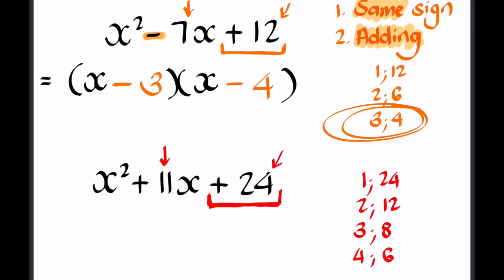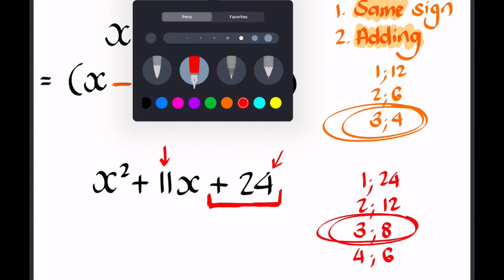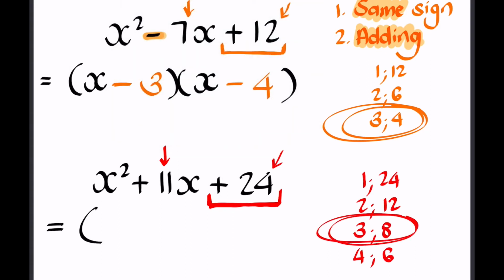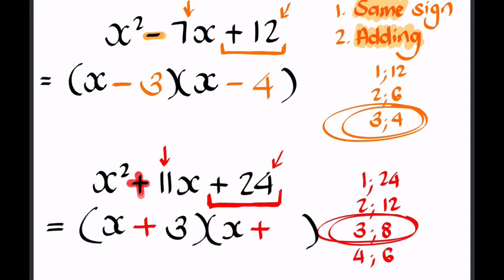Now, which of those factors, when I add them together, why? Because my third term was a positive. Which of those factors, when I add together, give me 11? That's 8 and 3. So that means that I'm going to have two brackets. What is the sign going to be inside the brackets? I look at my middle term. My middle term is positive, which means that both of the brackets are going to be positive. The x squared factorizes as x, and then the 24 factors as 3 and 8.